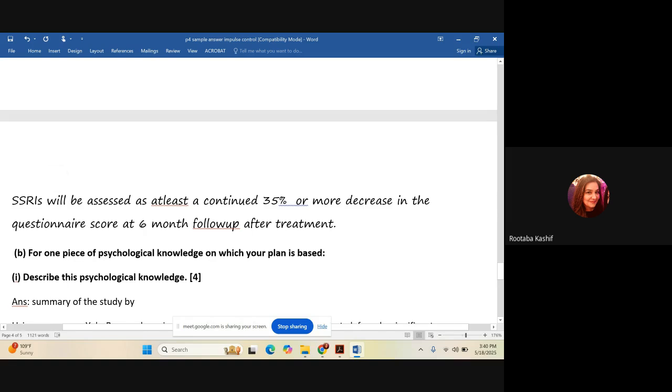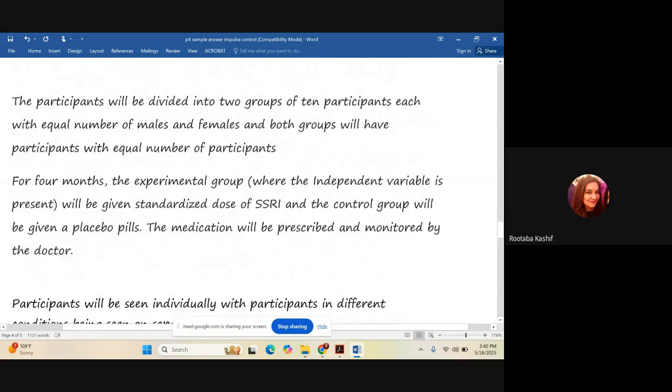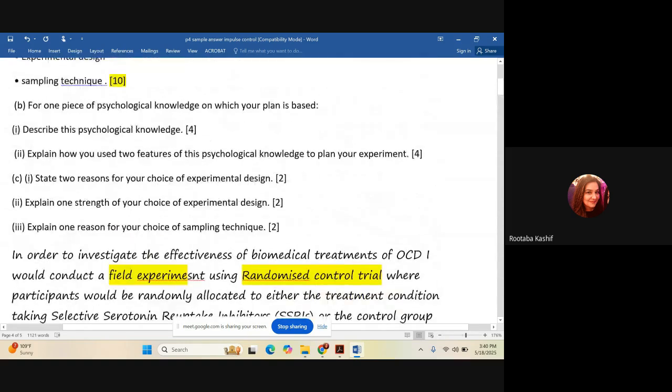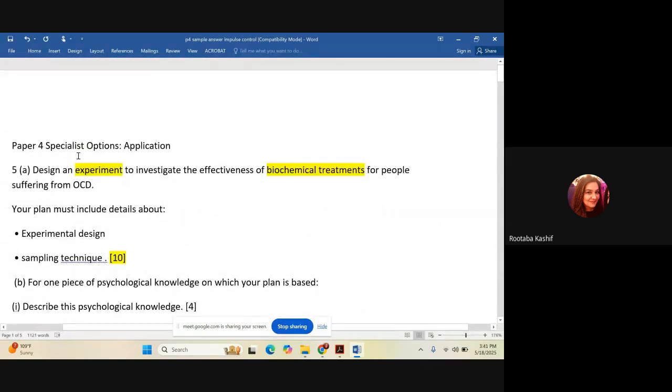So the basic thing is that, let's see, go back to the question and let's see if we have a good answer here. So it had to be an experiment to investigate the effectiveness of biochemical treatment for people suffering from OCD.